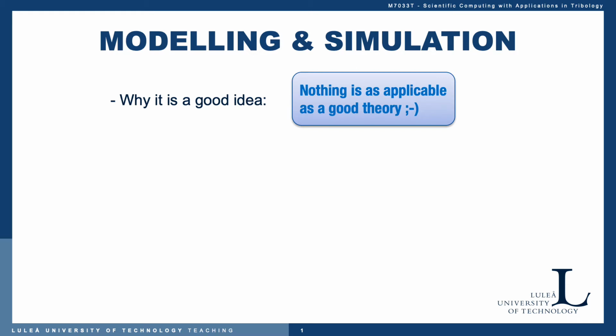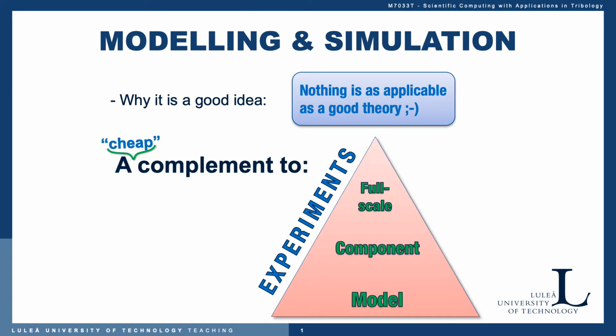So, why do we model and simulate in general? Well, there is a saying that nothing is as applicable as a good theory. But there are other ways of seeing this, and one is to see it like a cheap complement to experiments. And what we mean by this is that it's both cheaper, it's faster, and hopefully it's also optimizable. And we can really benefit from having some at least preliminary results from simulations before we set up a very costly and dear experiment to test it in real life.